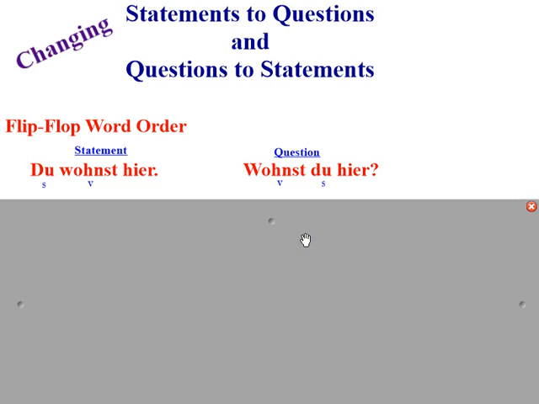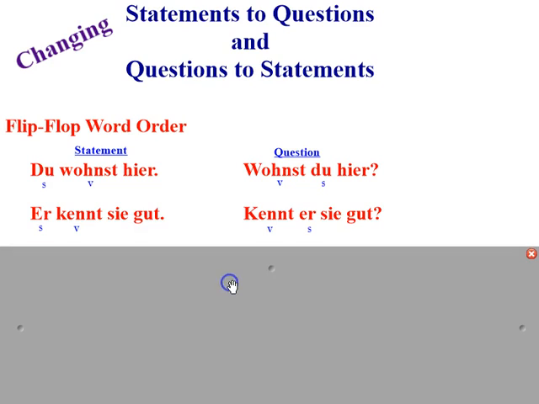If I have the statement, du wohnst hier, you live here, I can take those same words, flip flop my subject and verb to go from a statement to the question, wohnst du hier? Do you live here? So, du wohnst hier, you live here. Wohnst du hier? Do you live here? Er kennt sie gut, he knows her well, can be changed to the question, kennt er sie gut? Does he know her well?